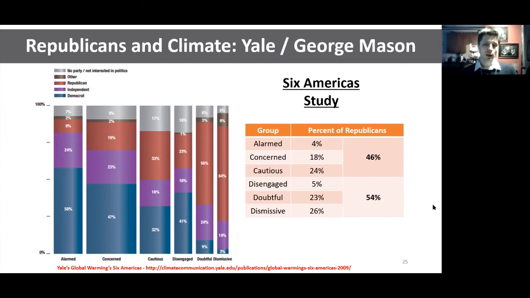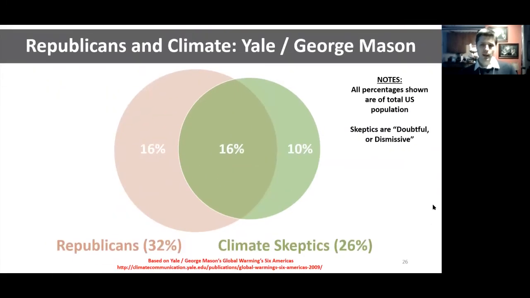But again, this polling is old, and we have other polling that's newer, which shows that the numbers are probably better than this. But still about 50-50, so I think that's useful to understand. And using those numbers, we're going to revisit this Venn diagram we looked at earlier and note that, again, Republicans make up about 32% of the population, which is consistent with what the polling said.